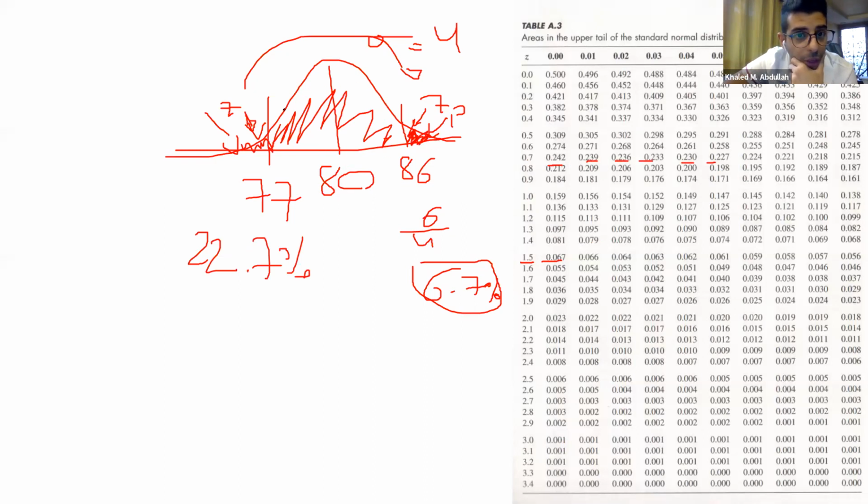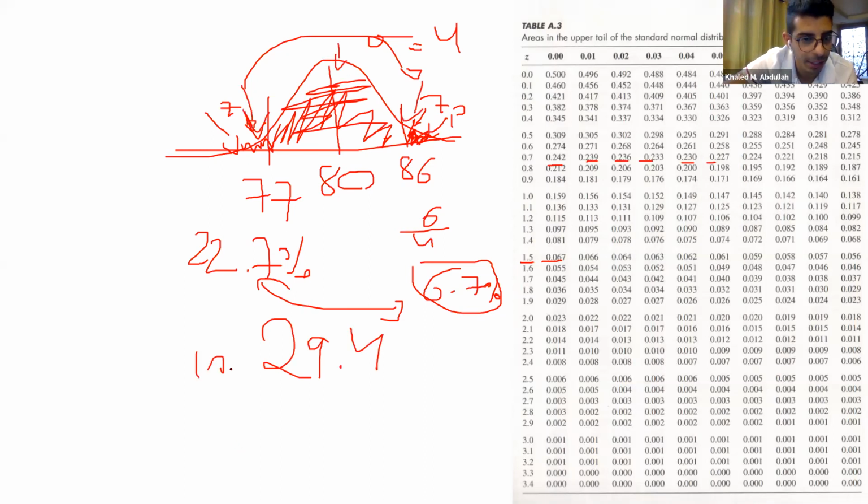So to find all the things in the middle, what we can do is add these two together. 6.7 plus 22.7 is 29.4. And then 29.4 is just this and this, but we want the side in the middle. So we do 100 minus this. And we'll finally get 70.6.